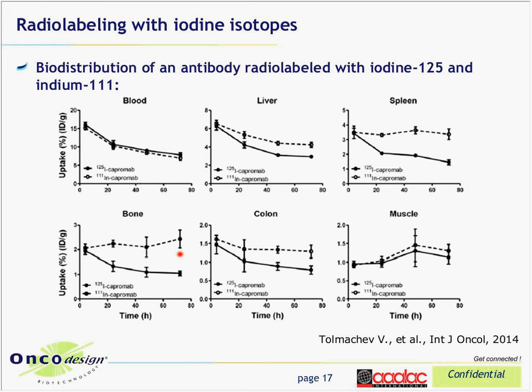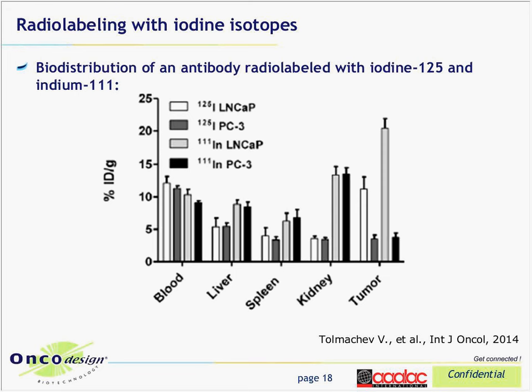So when you have a radiolabeled molecule, the radiolabel may still have an impact on the biodistribution, and the impact depends on the radiolabel that was used. From the same author, you have here the distribution of both radiolabeled antibodies with both isotopes in different models, LNCaP, expressing the target, and PC3, which does not express the target.